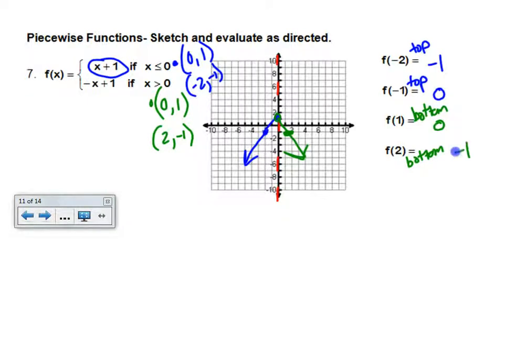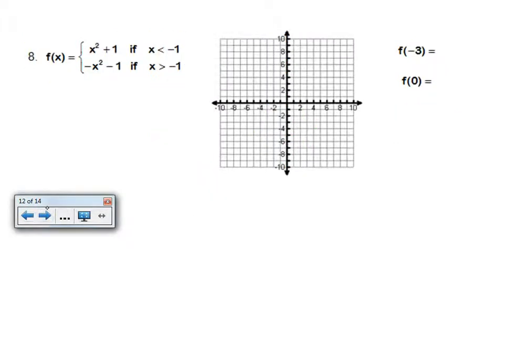-2 plus 1 is -1. These are also points that I could have got off of my graph, but my graph is not super accurate, so I went algebraic. Now this question is a little more exciting because, first of all, the boundary line is moved, so it's at -1.